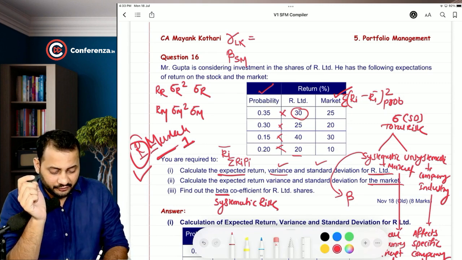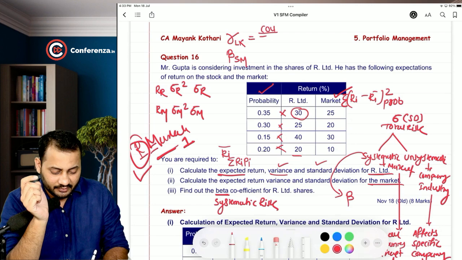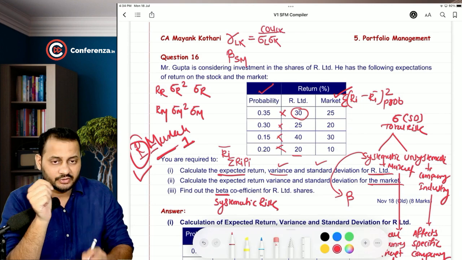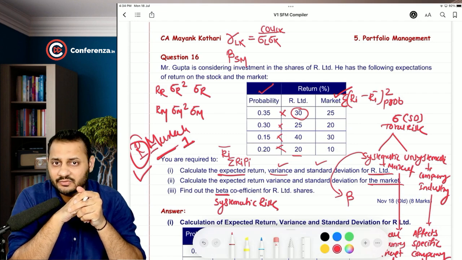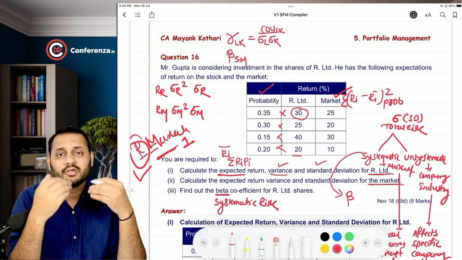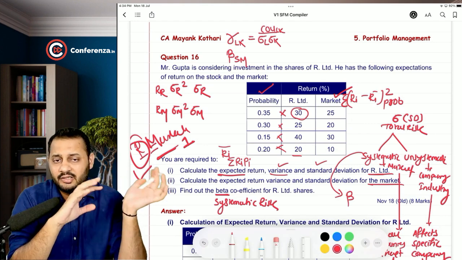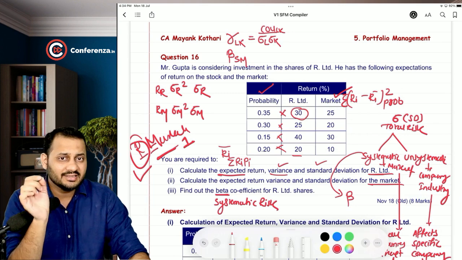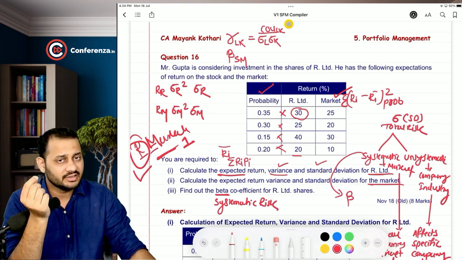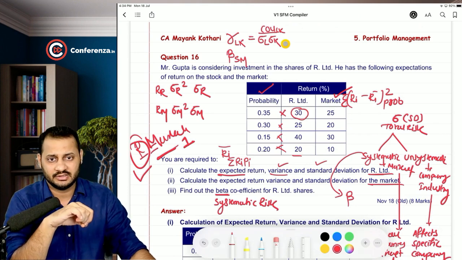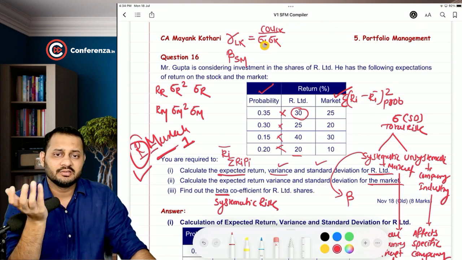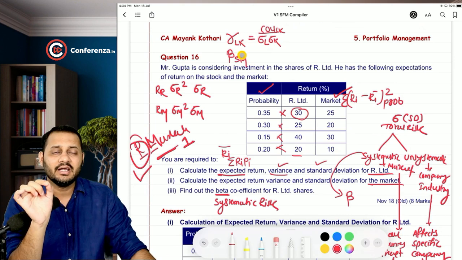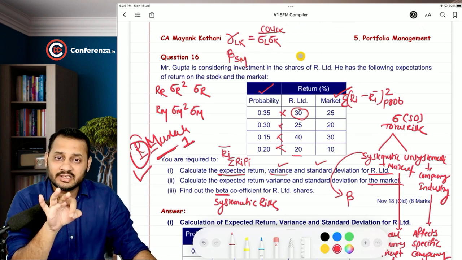Now, correlation coefficient was calculated like this: covariance of LK divided by standard deviation of L into standard deviation of K. Covariance was the actual risk, and in the denominator we took a separate risk of L and K both. So in a sense I can say that the numerator is a variance and the denominator is also a variance, because the standard deviation is being multiplied twice, but it is of different companies. Beta has a similar concept.